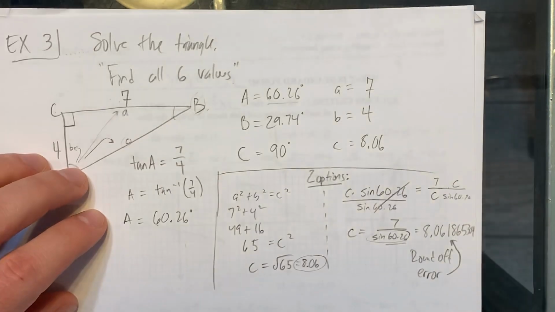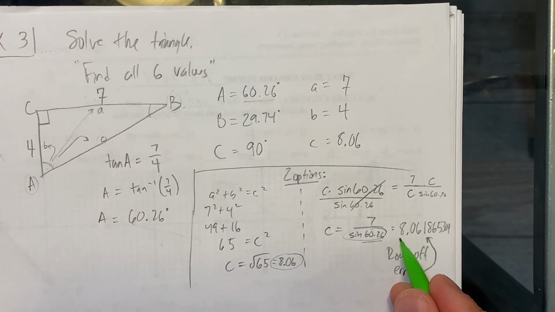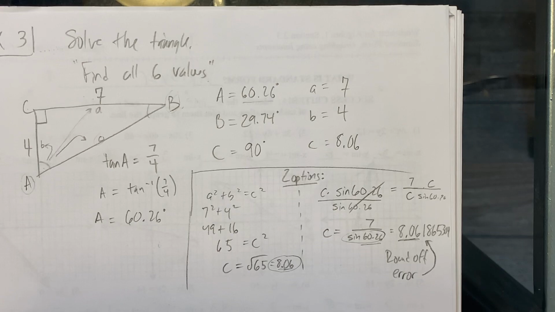Now, either way, if you have round off error, even if you round off to 2 decimal places, it's going to be the same thing in this case. It may not always be that case, so watch out for your round off error.